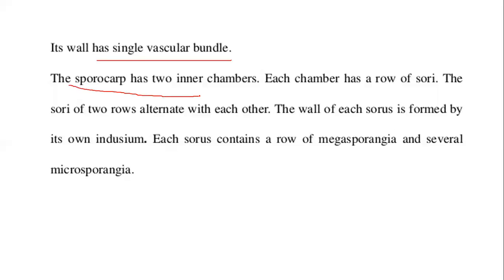Now when the sporocarp is observed on the inner side, it has two inner chambers. Each chamber has a row of sori. Sori are nothing but sac-like sporangia. The sori of the two rows alternate with one another, and the wall of each sorus is formed by its own indusium. Indusium is a nutritive layer supplying the food. Each sorus contains a row of megasporangia and several microsporangia.